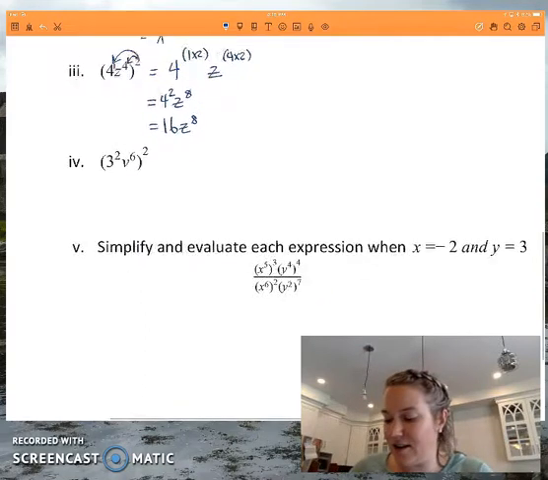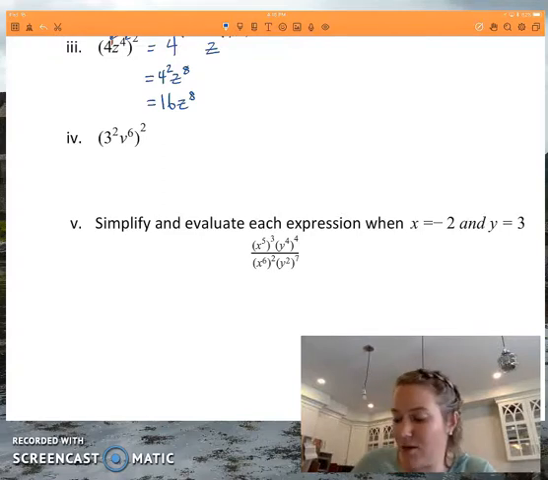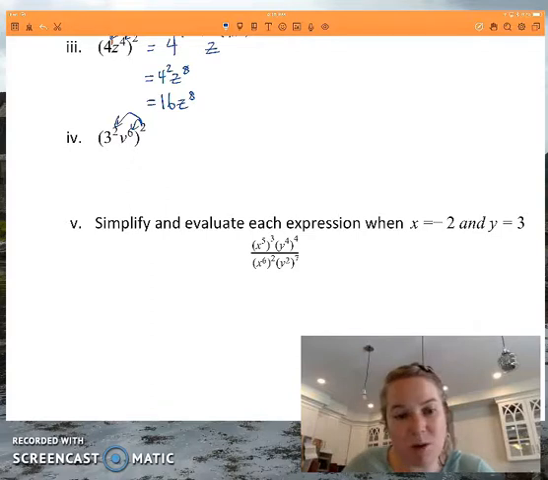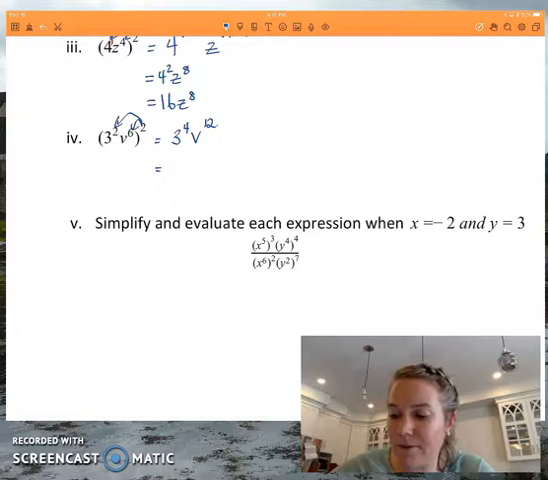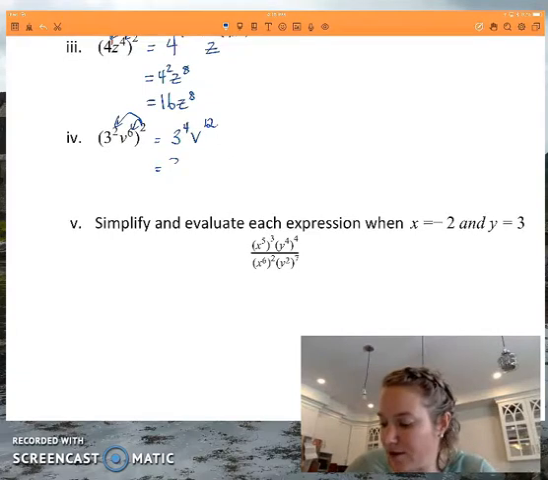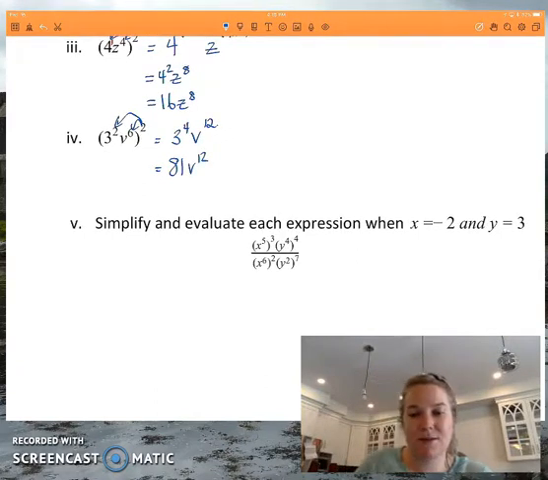Let's look at example 4. And here's another case where you're going to be treating that integer base just like you would a variable. This exponent applies to both 3 to the exponent 2 and v to the exponent 6. And I'm going to get 3 to the exponent 4, that's 2 times 2. V to the exponent 12, 6 times 2. And 3 to the exponent 4 is 81. So this is 81 V12. And that's your final answer. Please do not forget to apply the exponents to your whole number bases inside the brackets.